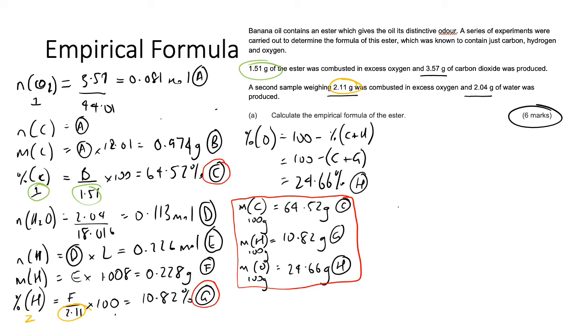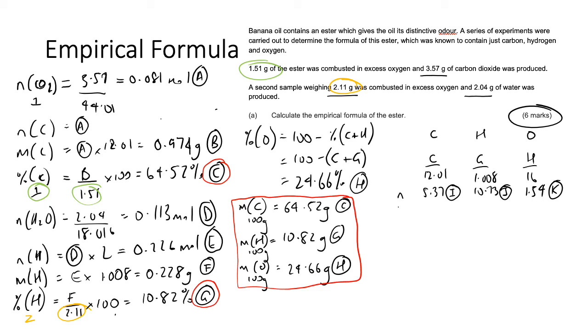So do it. All right, so once you've done that, you can get the number of moles of each substance, so C, H, and O. The number of moles of C will be equal to C over 12.01, which happens to be 5.37, which I'll save as I. The number of moles of H is G over 1.008, which happens to be 10.73, which I'm saving as J. And O is going to be H over 16, which happens to be 1.54, which I'm going to save as K.